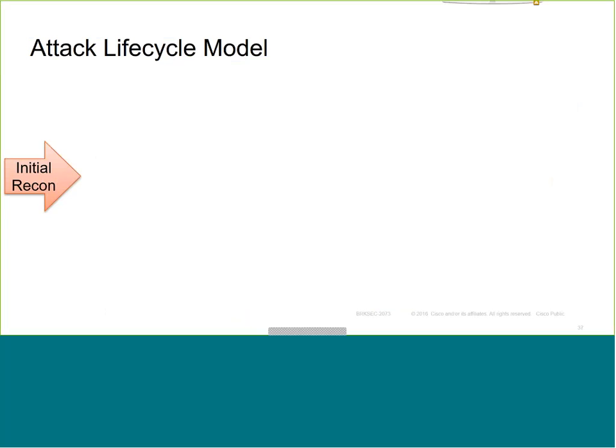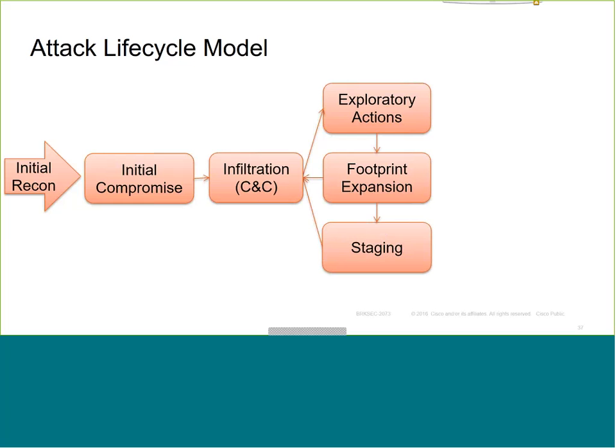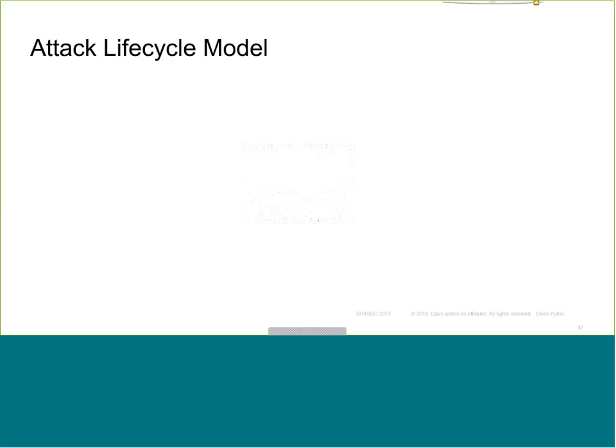To look briefly at an attack lifecycle model that will show how we use some of these indicators of compromise. The initial recon happens, that creates the initial compromise. We've got an infiltration from a command and control server. There are some exploratory actions that happen. Then there's the expansion once the success of the command and control has happened. Then that creates a staging that generates the execution of either theft or disruption. Each of those will generate indicators of compromise, and we can build a map or a model of the attack and see what is happening and has happened.